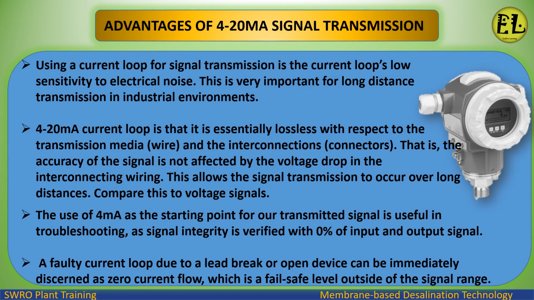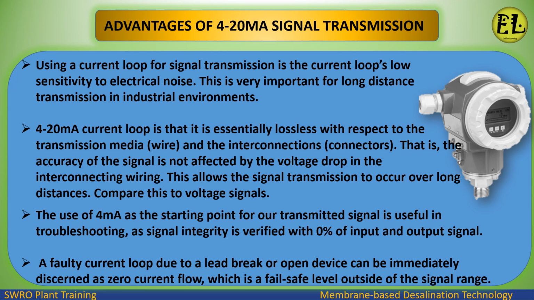Advantages of 4 to 20 mA signal transmission. The advantage of using a current loop for signal transmission is the current loop's low sensitivity to electrical noise. This is very important for long-distance transmission in industrial environments.